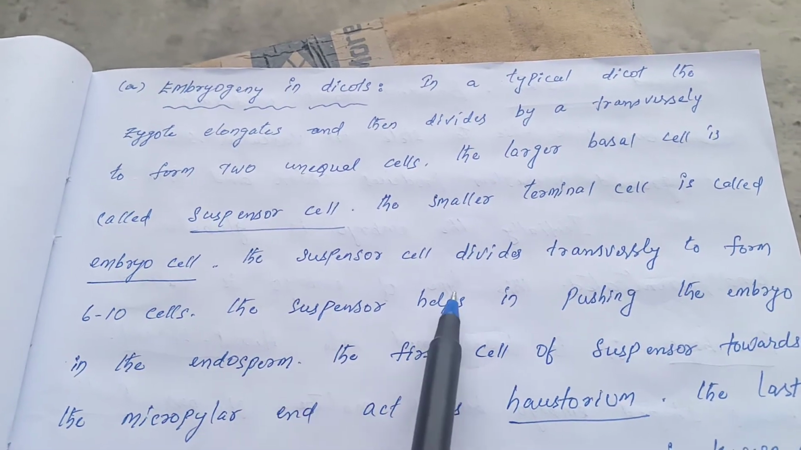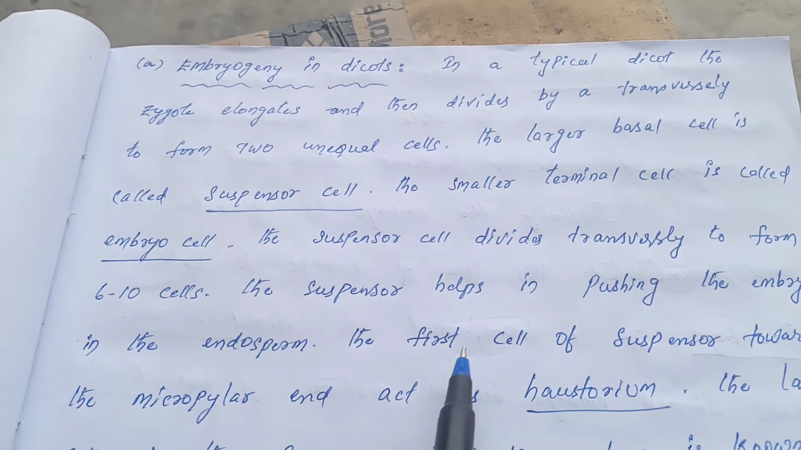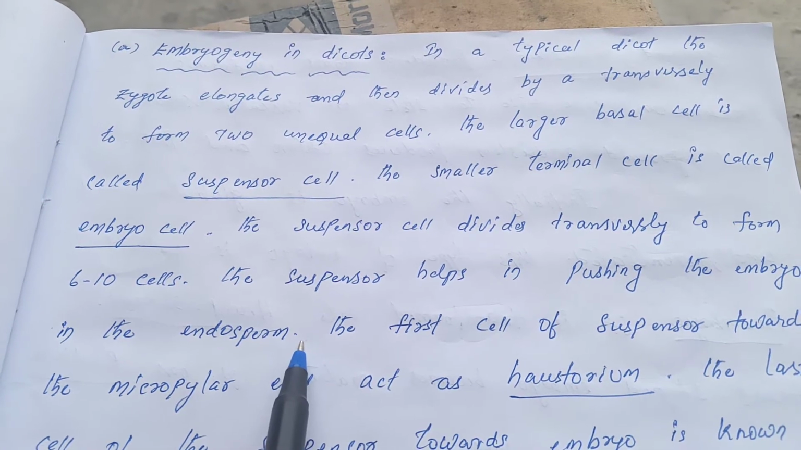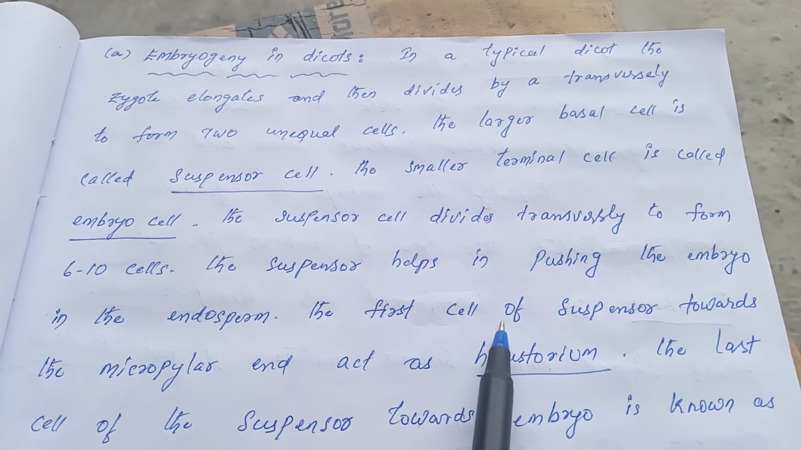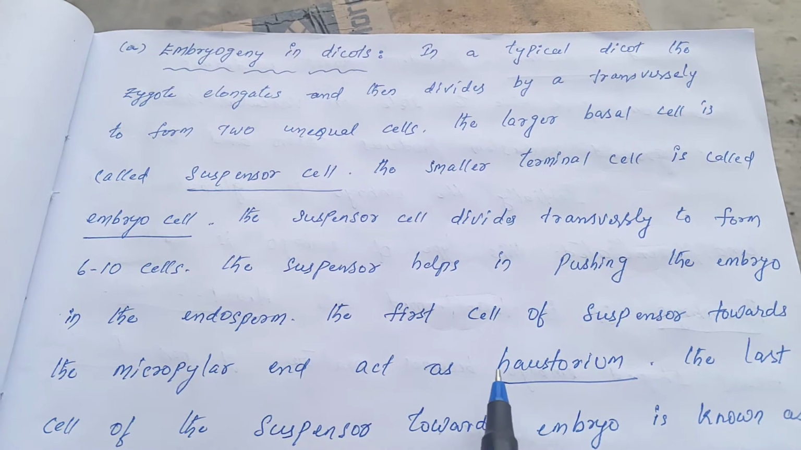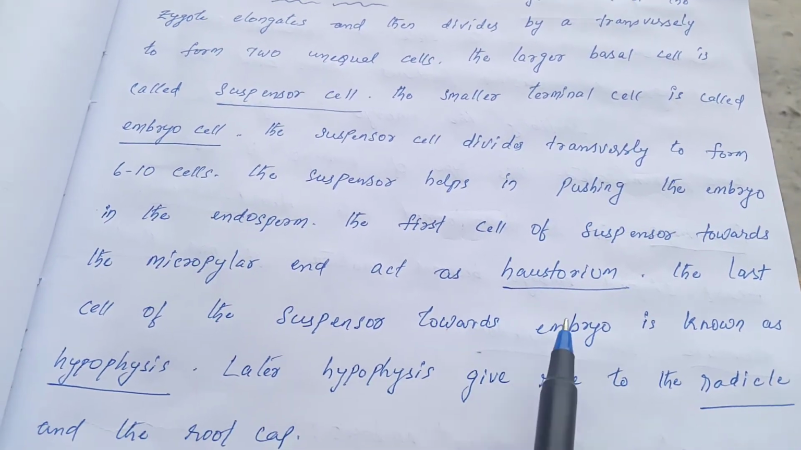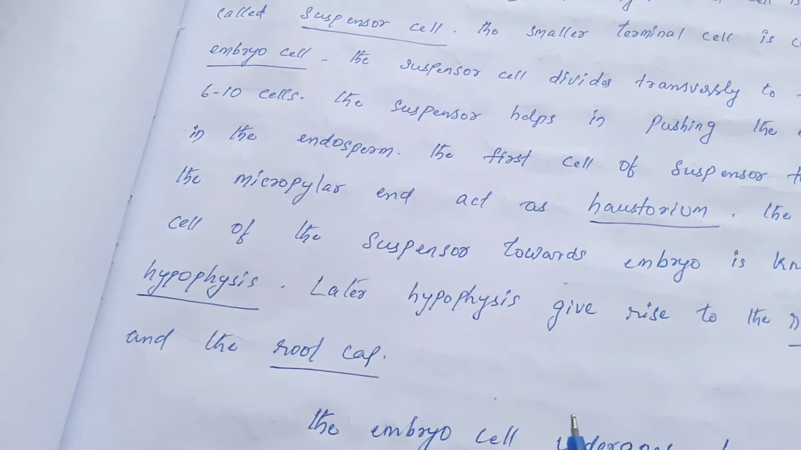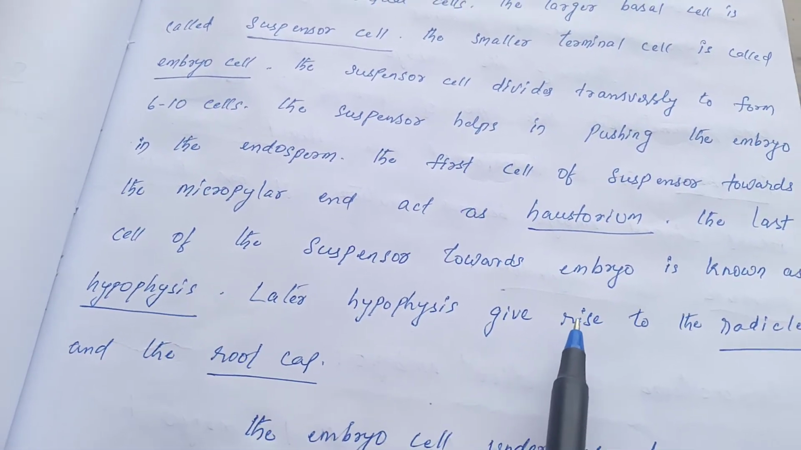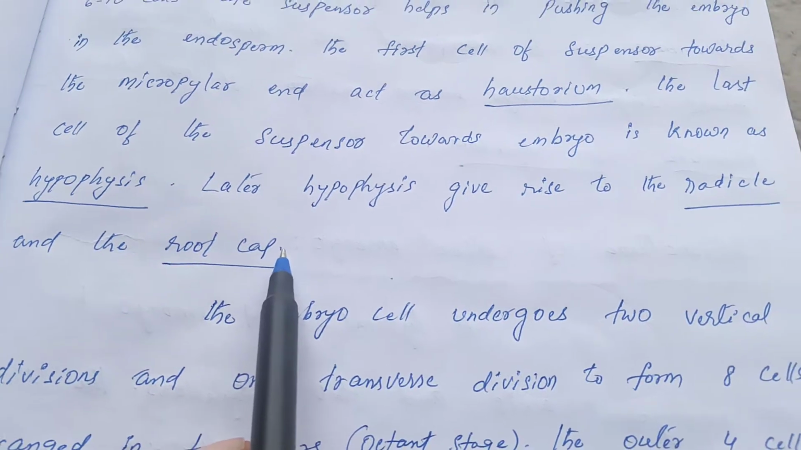The suspension helps in pushing the embryo into the endosperm. The first cell of suspension towards the micropylar end acts as ostomium. The last cell of suspension towards the embryo is known as hypophysis. Later, the hypophysis gives rise to radicle and root cap.